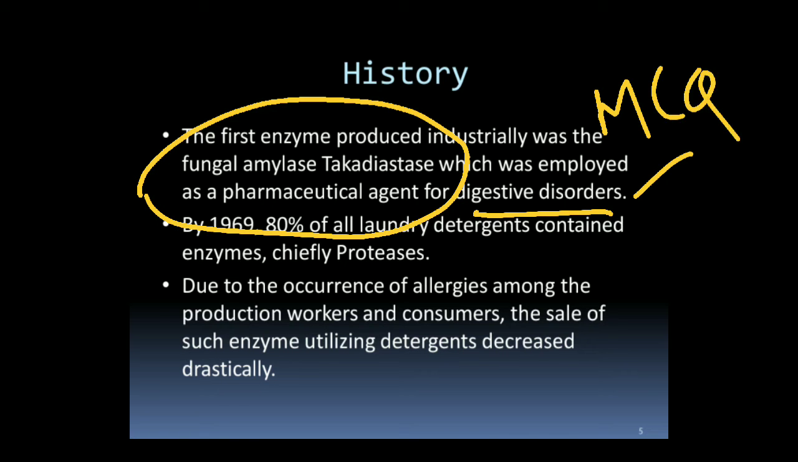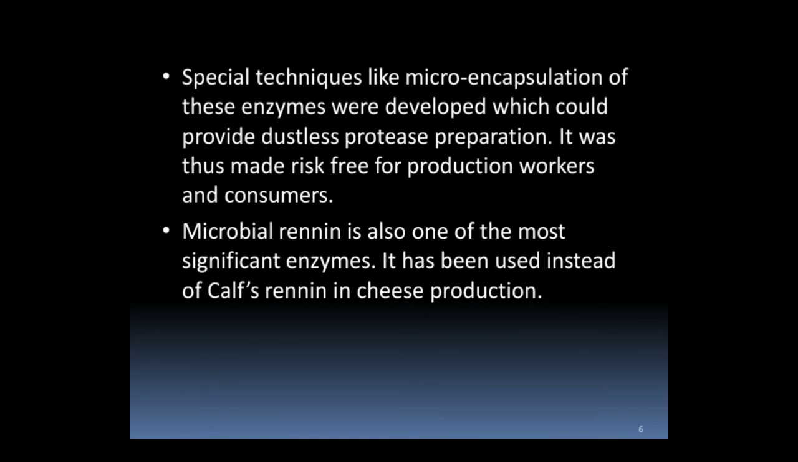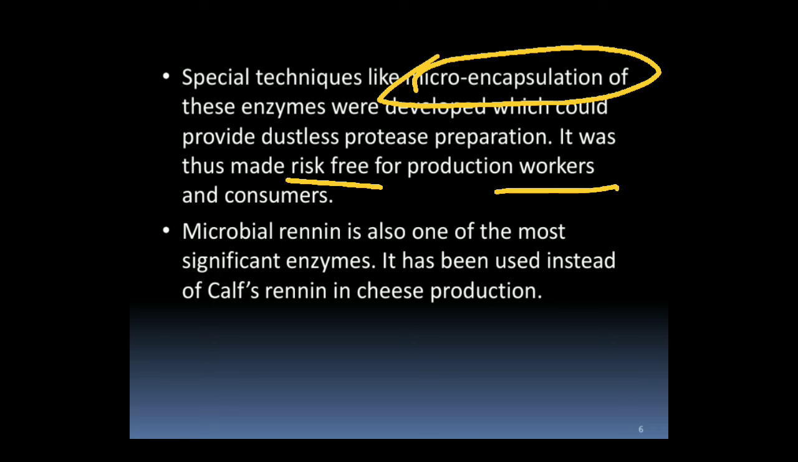Okay. Due to the occurrence of allergies among the producers, co-workers and consumers, the sale of detergents utilizing such enzymes decreased drastically. Now, which enzyme was used for this particular detergent activity? That is protease. Mainly protease was used. So, in order to overcome the problem of allergies, the special technique of microencapsulation was adopted. I think you have studied microencapsulation also in the immobilization of enzyme topic. By adopting this method, the production of the enzyme was made risk-free for the consumers as well as for the workers. Microbial rennin is also produced, which can replace calf's rennin, which is used for cheese production.